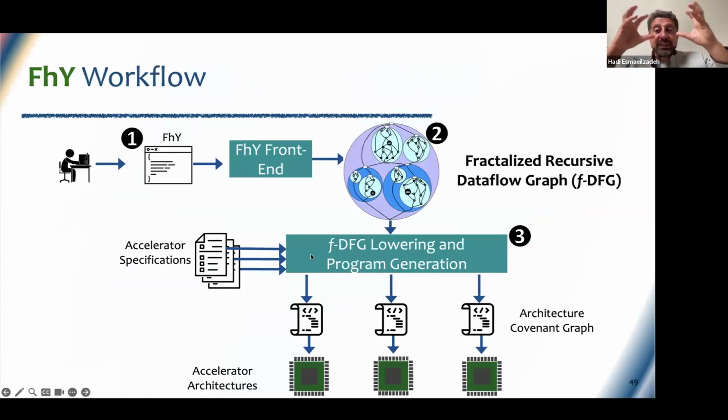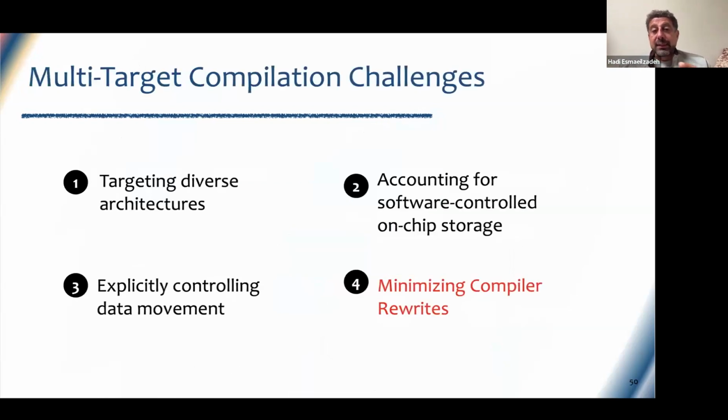Because you have these different granularities, it gives you an opportunity to match the appropriate granularity with the hardware that you're going to have as the accelerator, without knowing it. That is being actively developed. What we are going after is not only targeting diverse architectures and letting the compiler control all the parallelism, all the memory management and data movement in the chip, but we also want to minimize the compiler rewrites. So if you come up with a new architecture, you don't need to go and develop your own compiler.